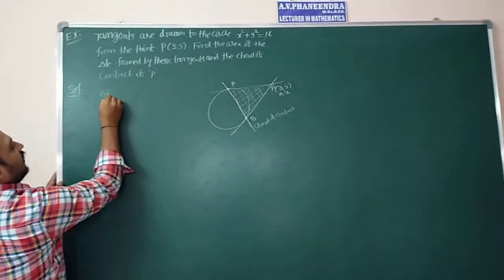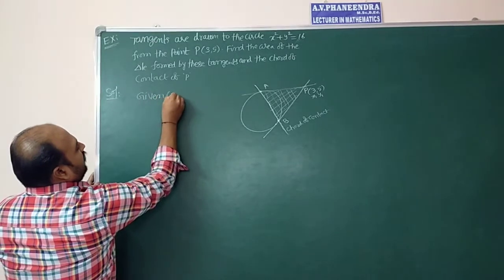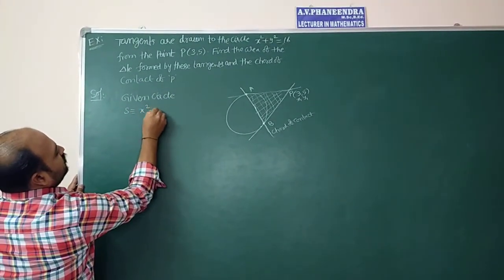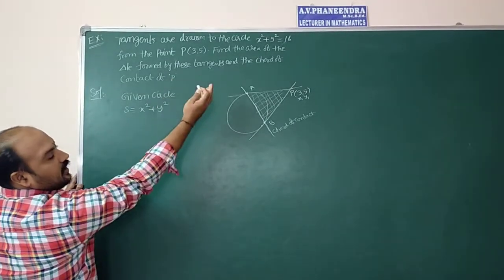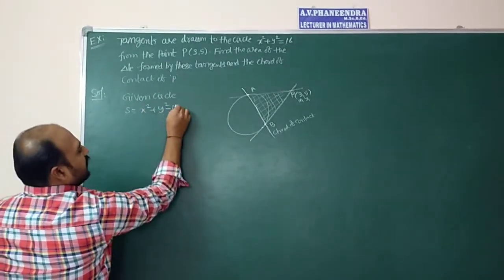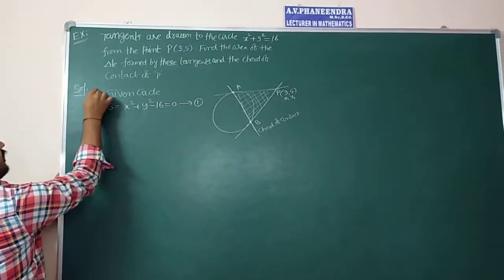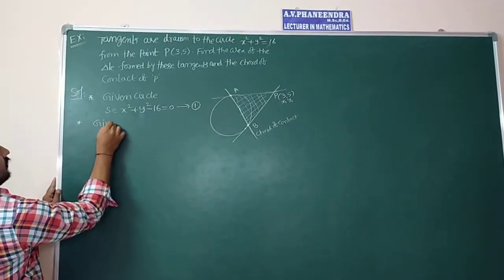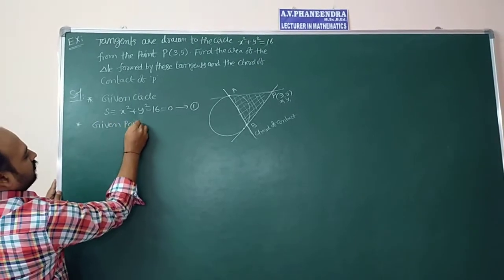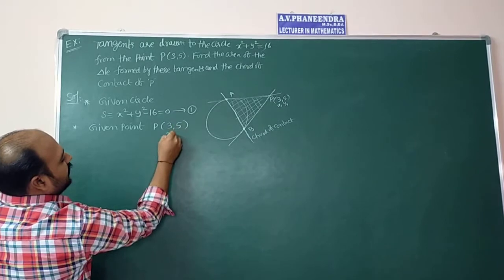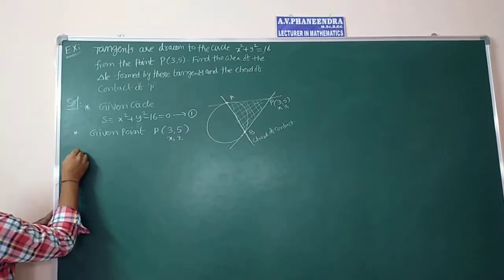So first, given circle S is equal to x square plus y square. Instead of writing equal to 16, we can take the sign as minus 16 equal to 0. Put that as equation number 1. And given point P of 3 comma 5, we will write it as x1 and y1.